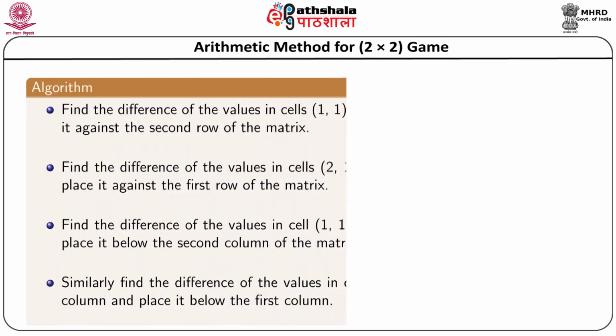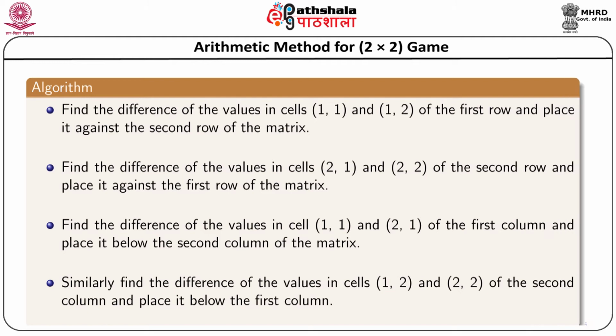Now, we will define a method called the arithmetic method for solving a 2 by 2 game. The algorithm for this method is as follows. In step 1, find the difference of the values of cells 1 1 and 1 2 of the first row and place it against the second row of the matrix. Then find the difference of the values in cells 2 1 and 2 2 of the second row and place it against the first row of the matrix.